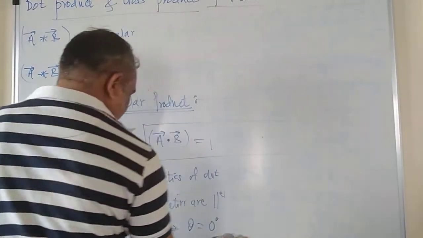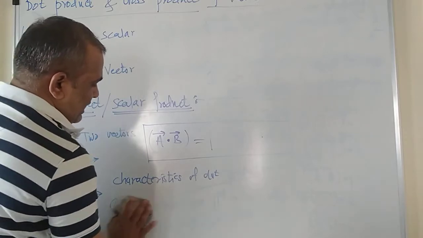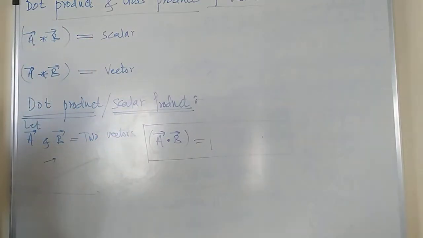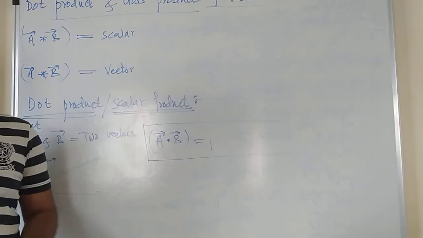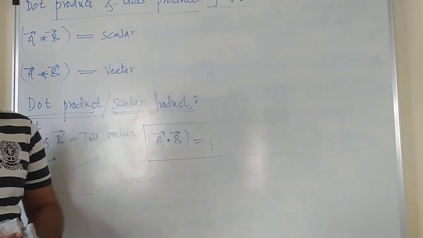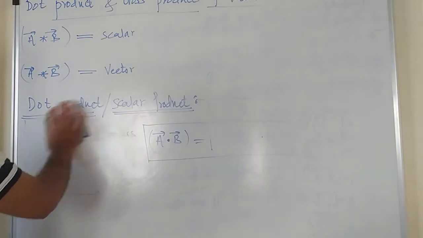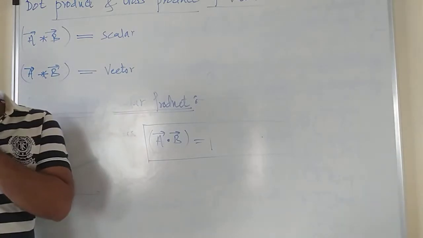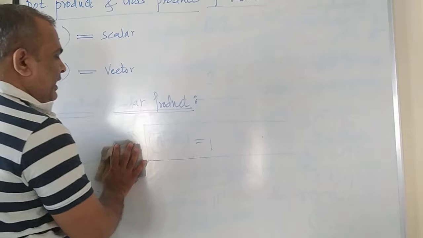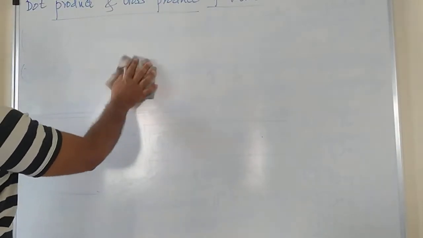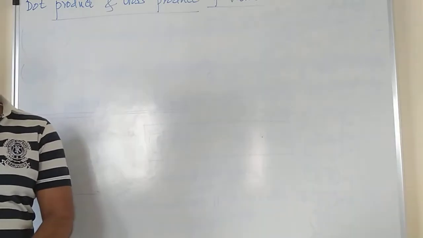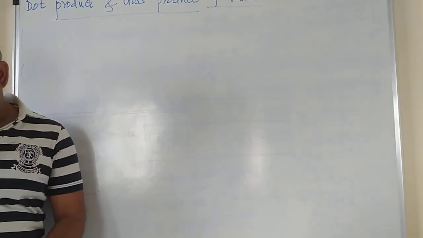Hope you have understood these properties of the scalar product. And now let us go ahead. The next topic on scalar product is the scalar product of two vectors in terms of their magnitude, of their components. Got it?